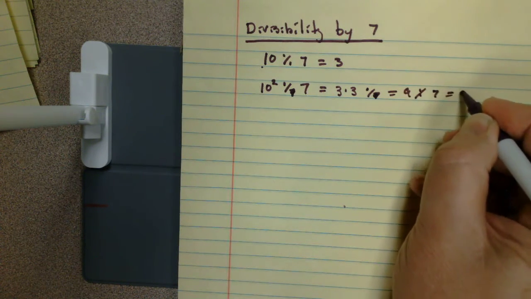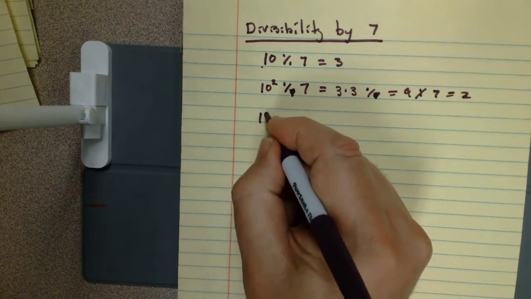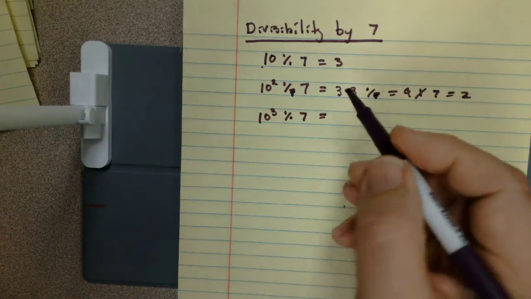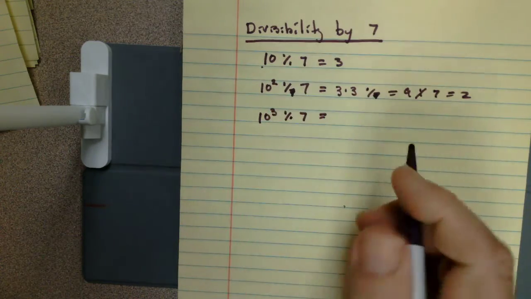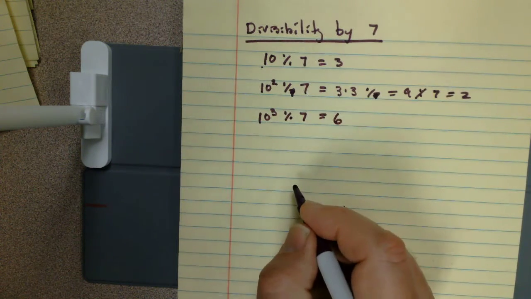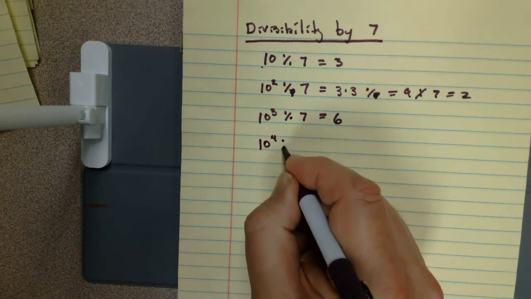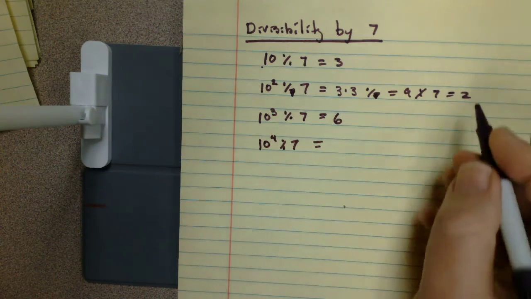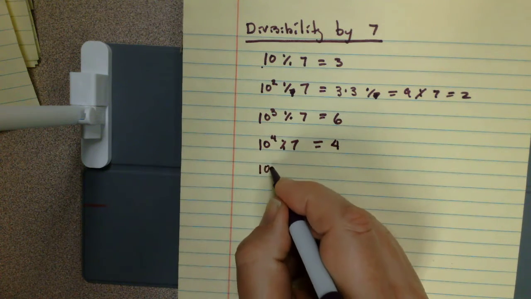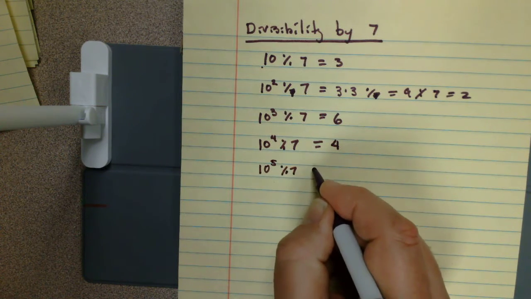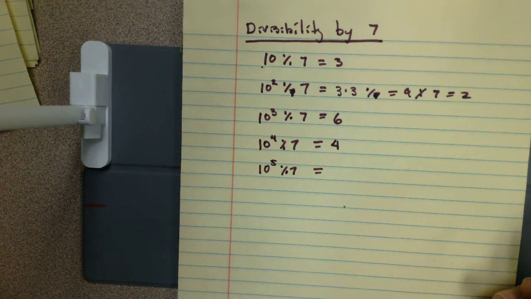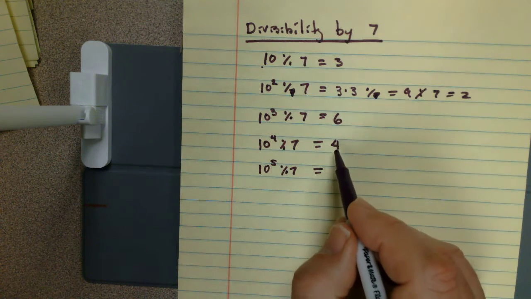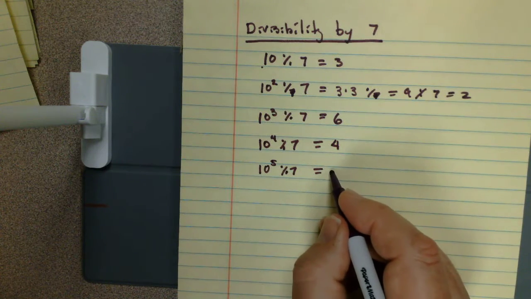which is 2. And so if I want 1,000, 10 to the 3rd mod 7, I can say that's the same as 10 times 100, that's 3 times 2, that's 6. 10 to the 4th mod 7, that's like 100 times 100 mod 7. That is 2 times 2, which is 4. 10 to the 5th mod 7. What's something easy to do here? If I do 10 times 10 to the 4th, 3 times 4 is 12, mod 7 is 5.